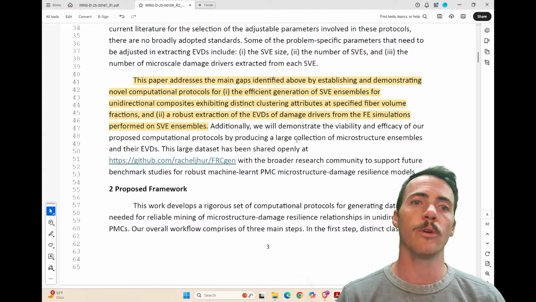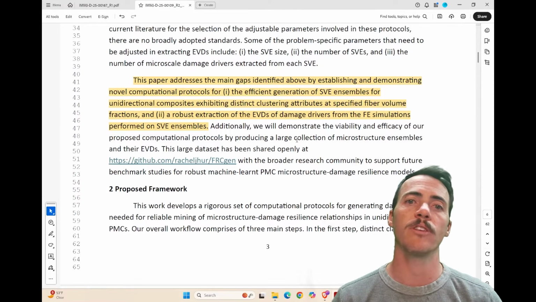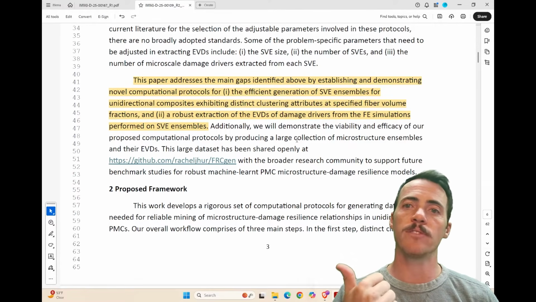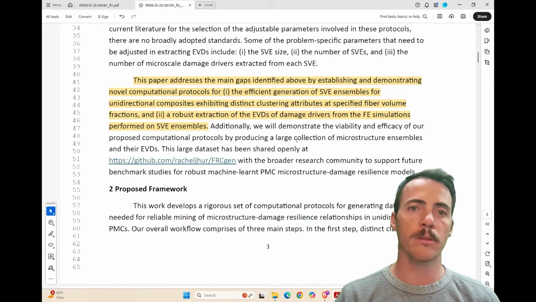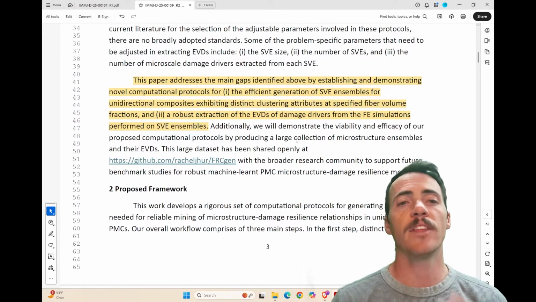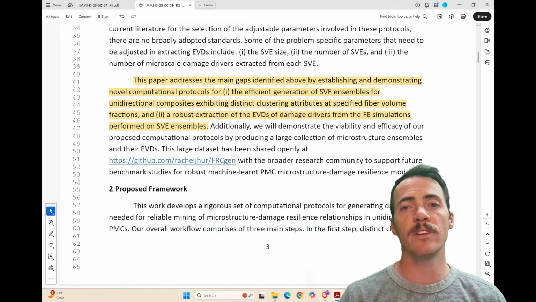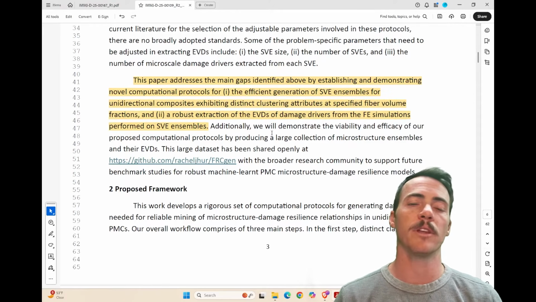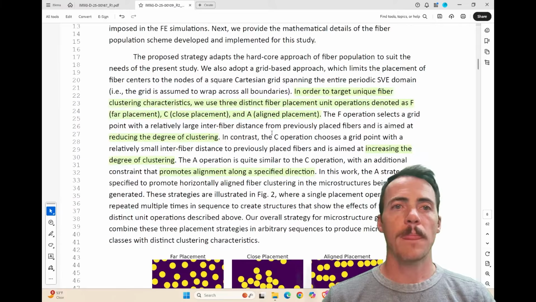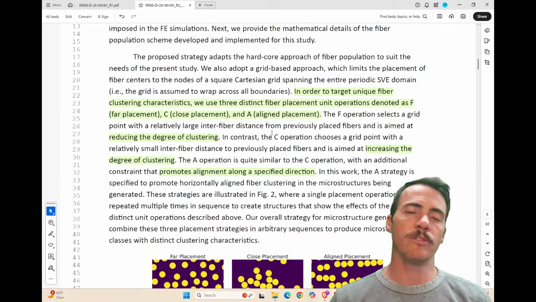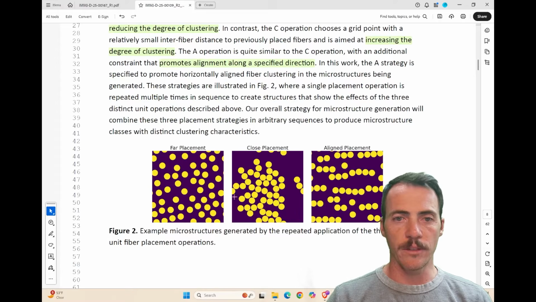It says here, we're going to introduce two novel computational protocols. One, efficient generation of SVE ensembles for unidirectional composites with distinct clustering attributes at different fiber volume fractions. And then two, robust extraction of these EVDs of damage drivers from FE simulations performed on those ensembles. Okay, so they're going to generate a bunch of different ensembles, things that look like these pictures here.